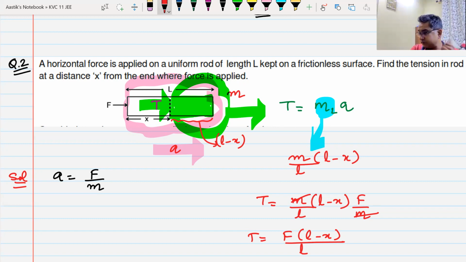Done, everyone? Done, sir. Now, this was the method from physics. I could have done this question with something even not related to physics. How could I have done it without using physics at all?